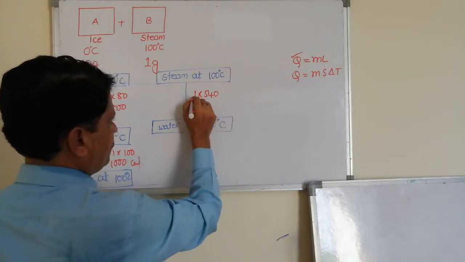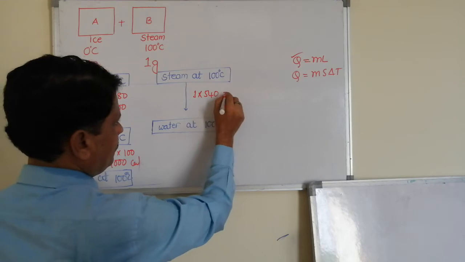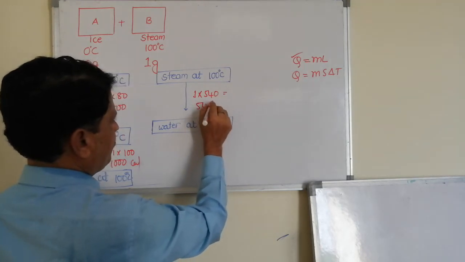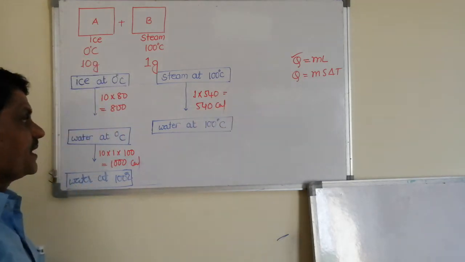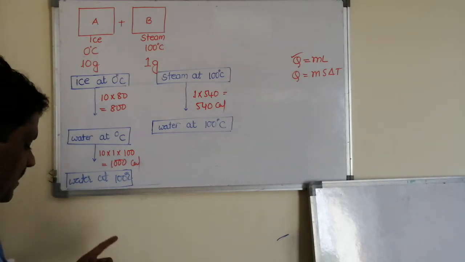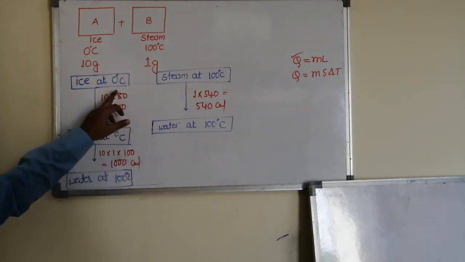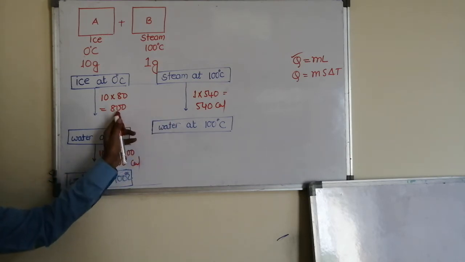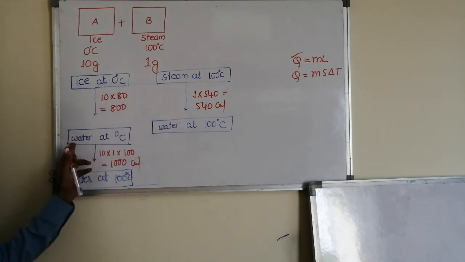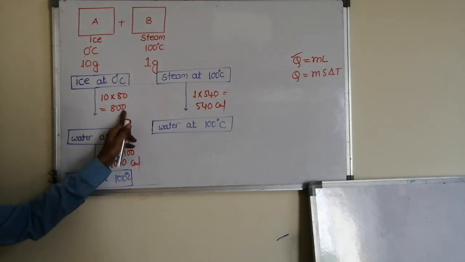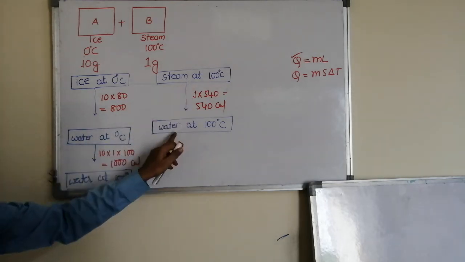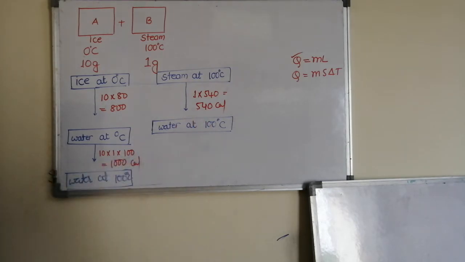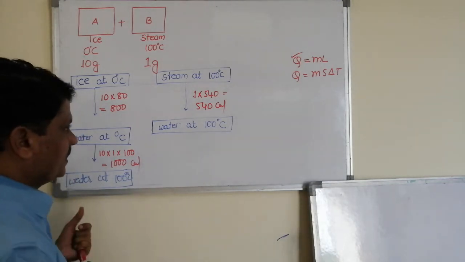Okay, so 540 calorie. When I bring both to the same level, remember it requires more heat. Now, ice at 0 degree Celsius to water at 0 degree Celsius, we need 800. Steam at 100 to water at 100 is only 540. Therefore it is more. Therefore still you have to bring down.